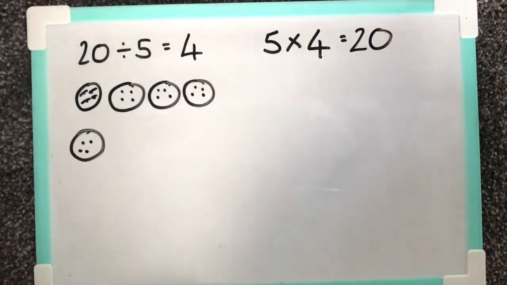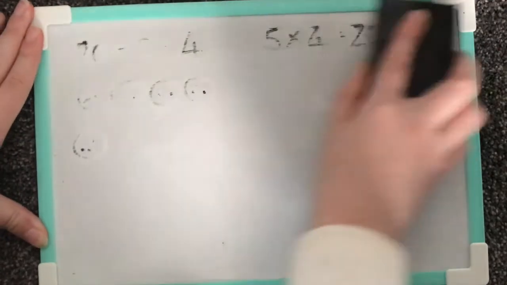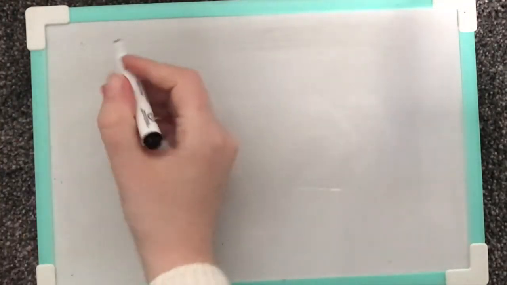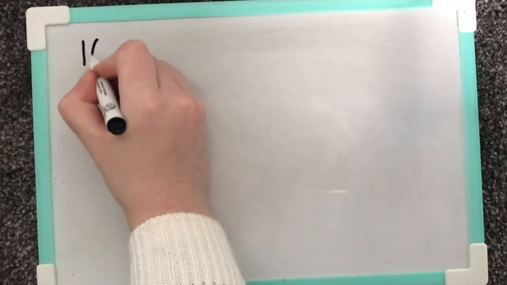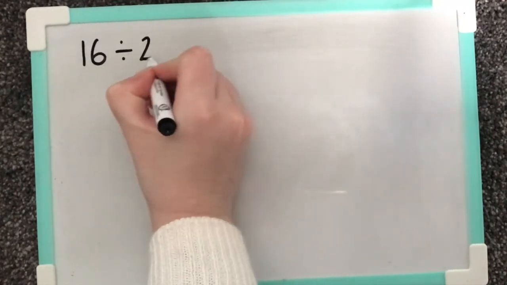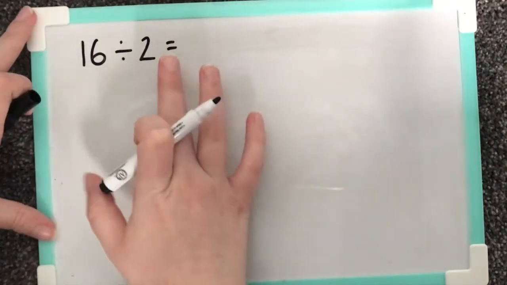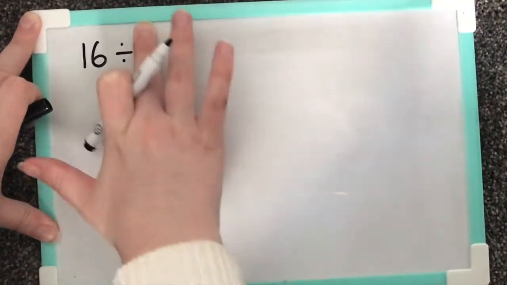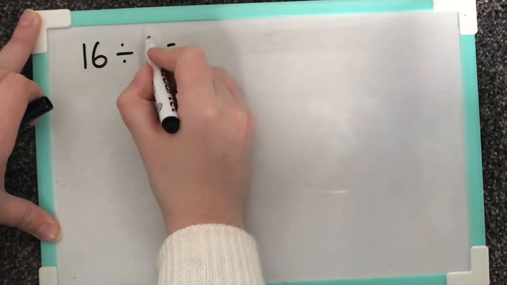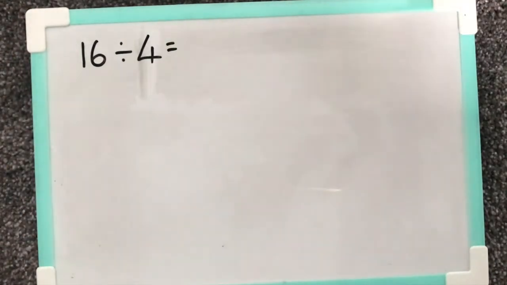Shall we do a couple more examples? I'm now going to do 16 divided by 2. Actually, I'd like to change that. I think we're going to challenge you. I'm going to do 16 divided by 4. Oh, let's see how that goes.